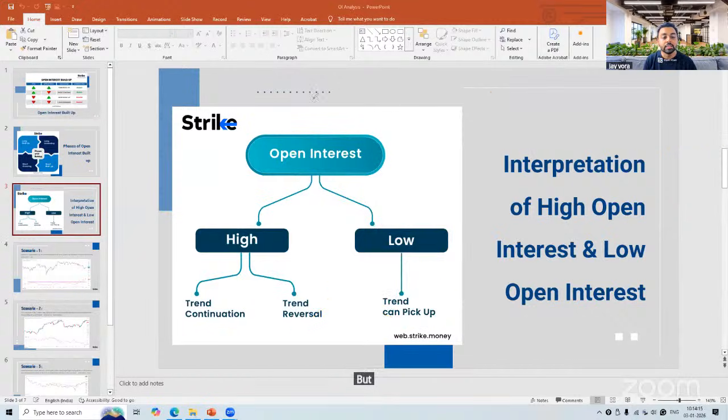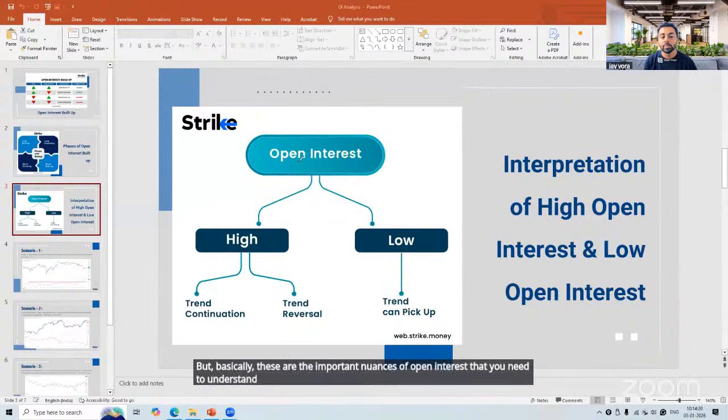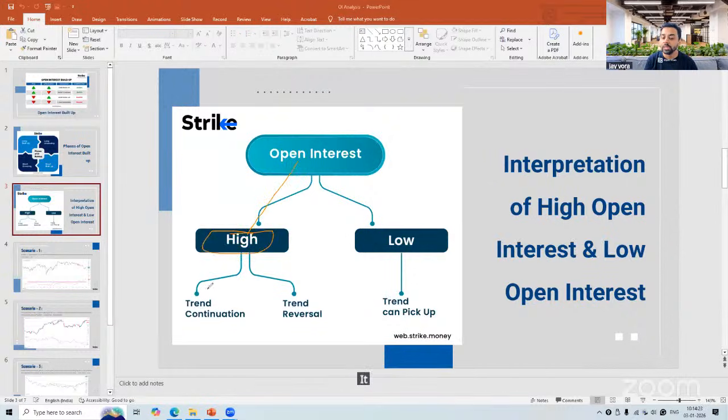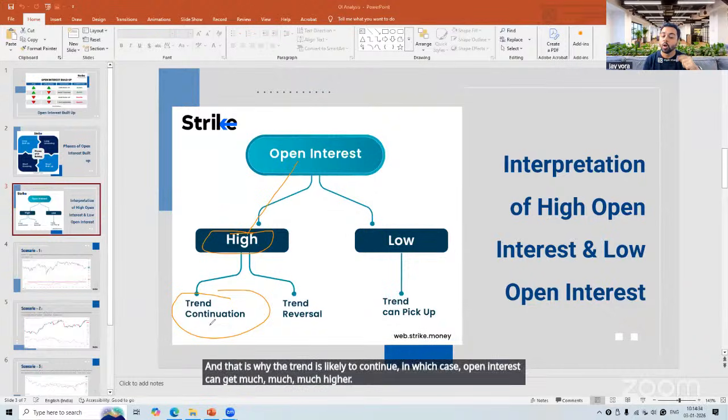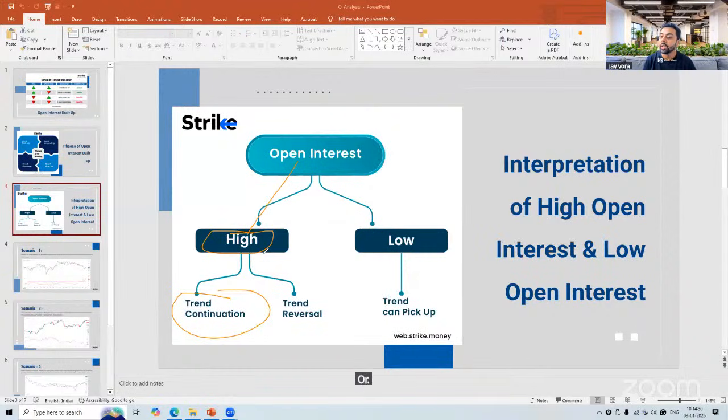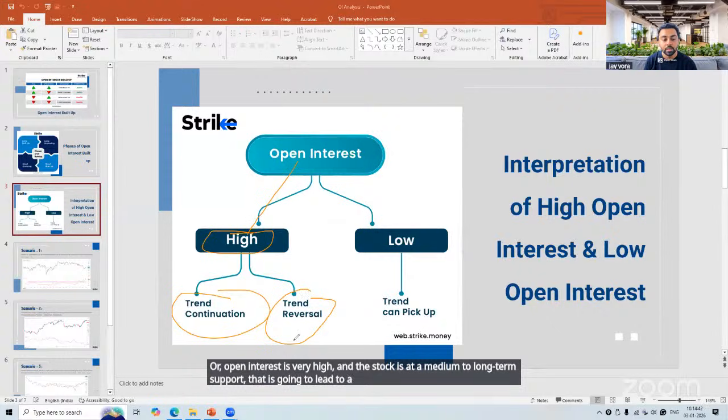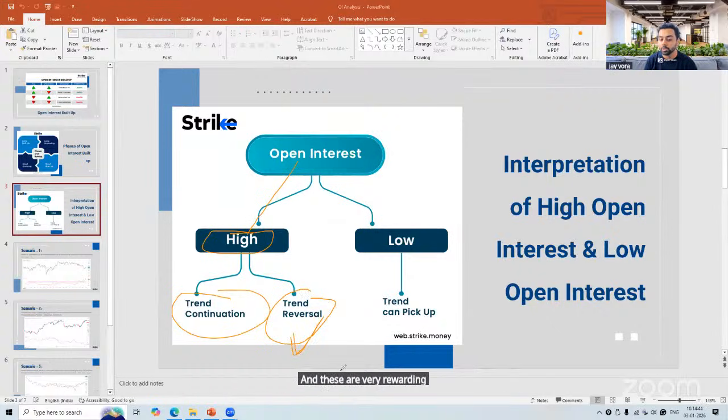Basically, these are the important nuances of open interest that you need to understand. When open interest is high, it means two possibilities: either the stock is going to break out from its multi-year range, and that is why the trend is likely to continue, in which case open interest can get much higher, or open interest is very high and the stock is at a medium to long term support that is going to lead to a trend reversal, and these are very rewarding opportunities. And when the open interest is low, it usually tells you people are not interested in this stock.